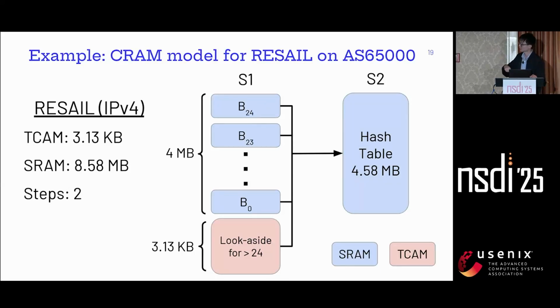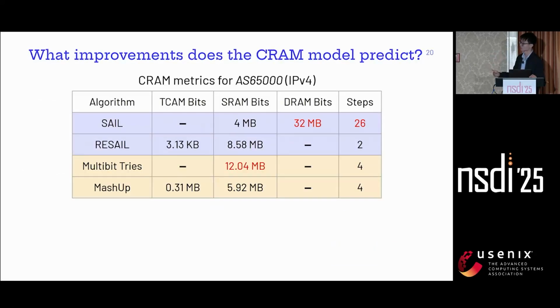And so, contrary to the earlier picture, this actually just shows an example of a CRAM model representation, right? This is the DAG that we mentioned earlier. To compute memory for TCAM, you just grab the number of bits or the memory usage for that node, which is just 3.13 KB. For SRAM, you just add the 4 with the 4.58 from the hash table to get 8.58, and you just count the number of steps. So it's very simple, once you get a CRAM model representation, to get the metrics, right?